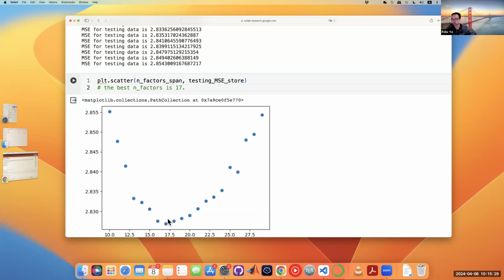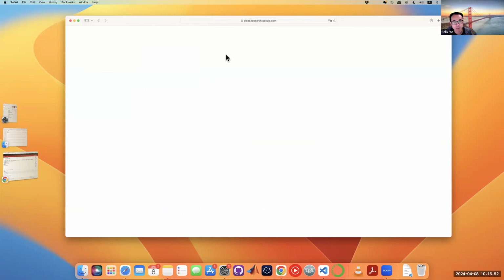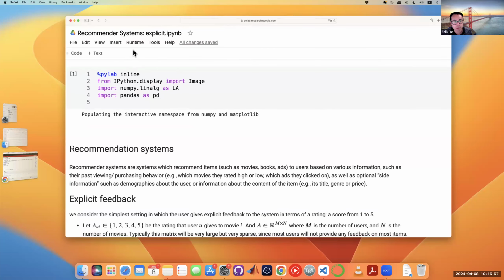This is a very premature analysis that we have done, and of course in the homework project you need to do much more complicated things. This is just a starting point. All right, so that is this notebook and the code demonstration. This is all about explicit feedback. Next, we're going to talk about implicit feedback.